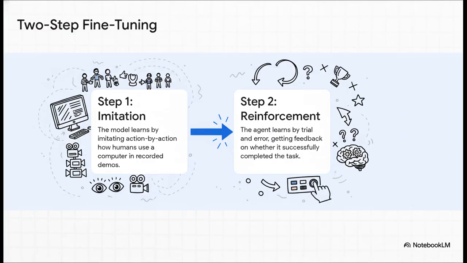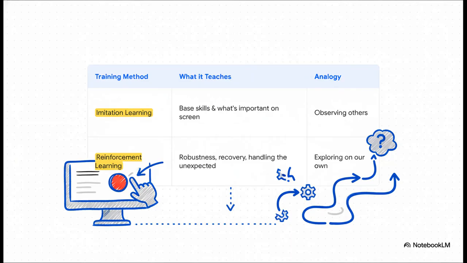What's so cool is that the process is a lot like how we learn. First, you have imitation learning. The AI literally just watches thousands of videos of people using computers and learns to copy their actions. And then comes reinforcement learning. This is where the AI is set loose to try completing tasks on its own, learning from good old-fashioned trial and error. And this table really breaks down the difference perfectly.